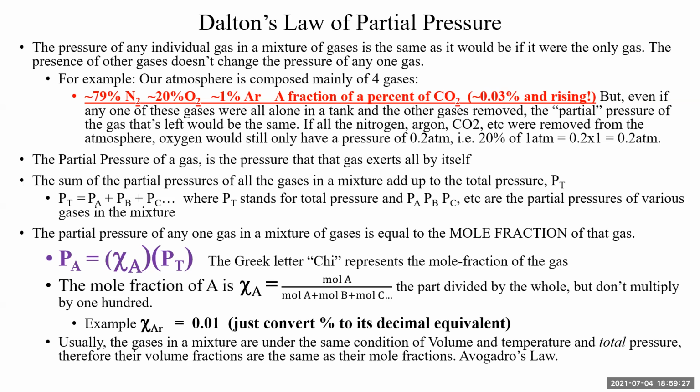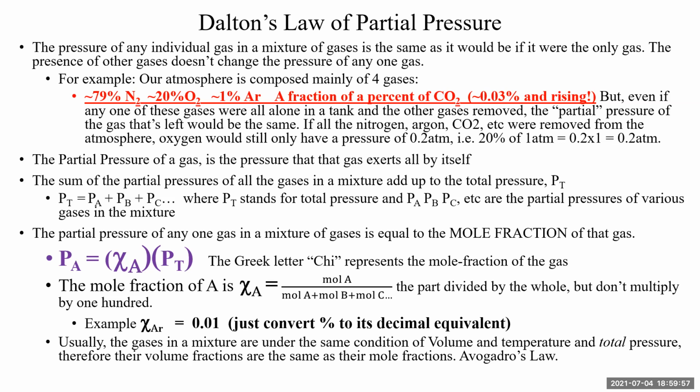And I want you to remember this only because as a resident of the planet Earth, you should know what you're breathing. 79% of our atmosphere is nitrogen. About 20% of our atmosphere is oxygen, only 20%, despite the fact that we don't need nitrogen to live. It actually makes up the vast majority of our atmosphere. About 1% of our atmosphere is argon, and a fraction of a percent, growing, is carbon dioxide, about 0.03%.